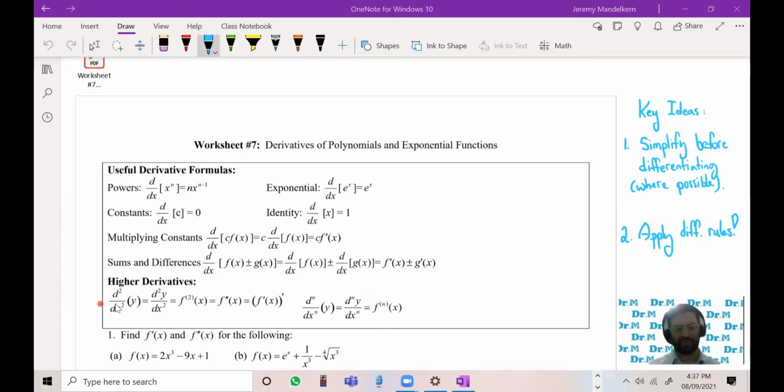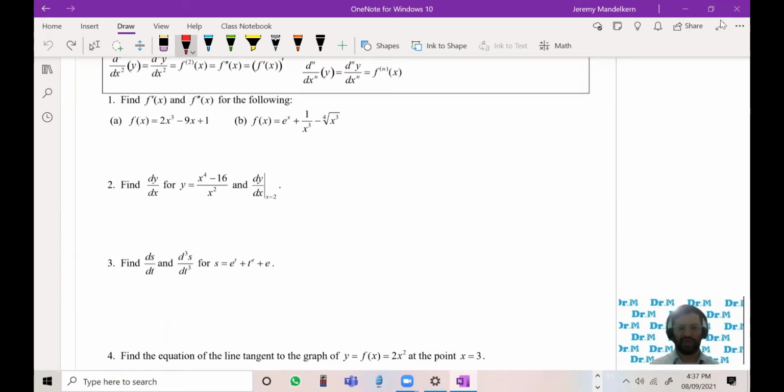We also have here the notations for higher order derivatives. This one right here is the Leibniz notation. And we have the prime notation, which is also very prevalent in our work. Let's try this first problem. It reads, find f prime and f double prime for the following.